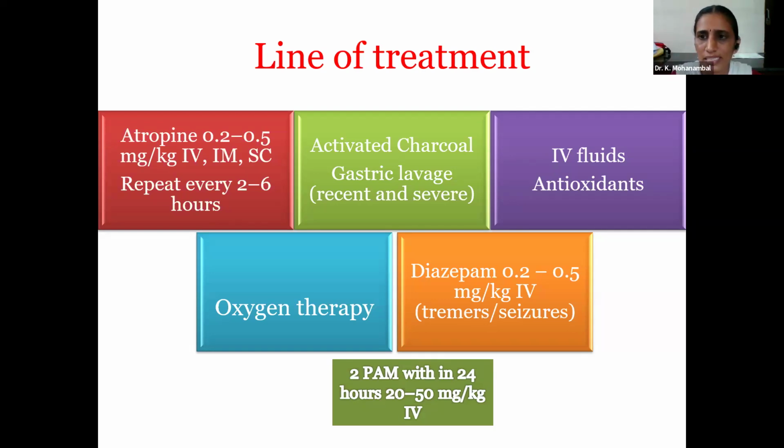intravascularly. 2-PAM is indicated only for OPC poisoning, if the animal is presented within 24 hours of poisoning. After 24 hours, every binding site is blocked. If you give 2-PAM also, no use. Better to go with atropine only. The dose rate of 2-PAM is 20 to 50 milligram per kg body weight intravascular.